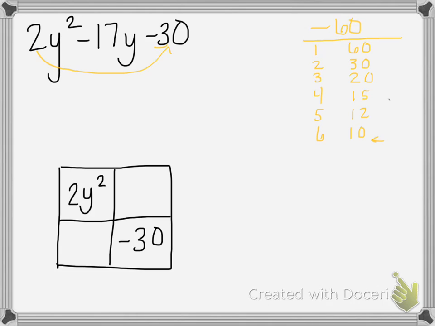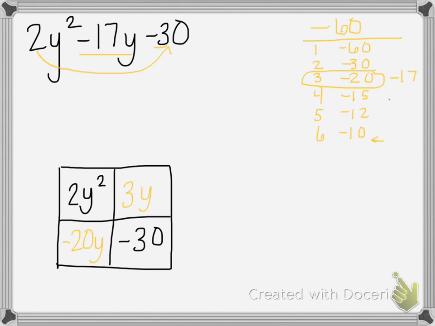So now we need to figure out which one's going to be our negative. We have a negative sum right here. It's got to add up to a negative 17, which means our larger number needs to be negative. The only one that works is when you add a positive 3 and a negative 20, you get a negative 17. So we're going to put a positive 3y there, and we're going to put a negative 20y here.